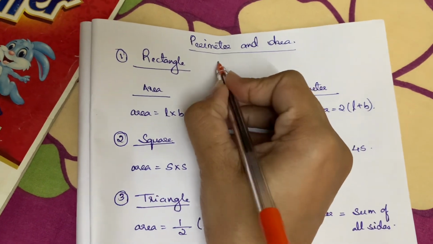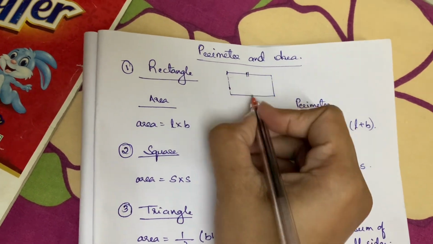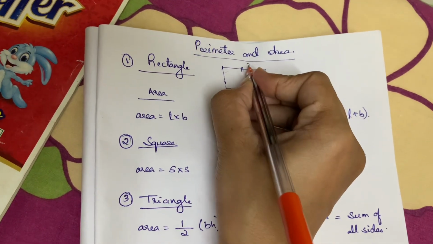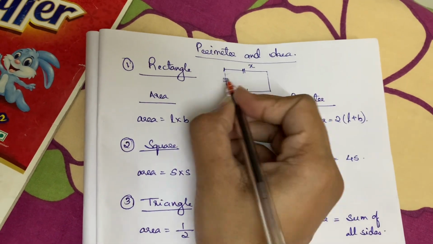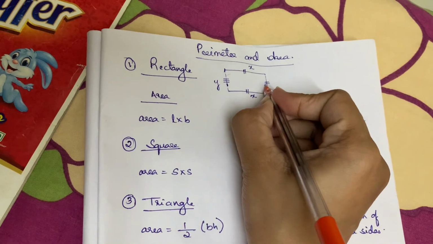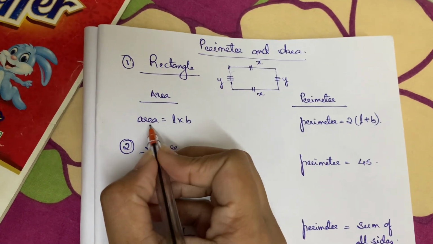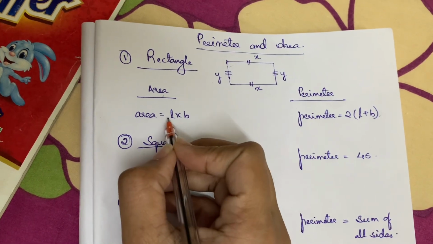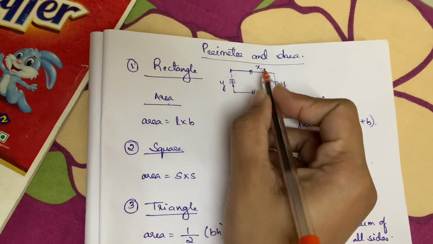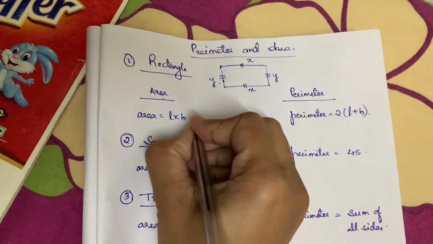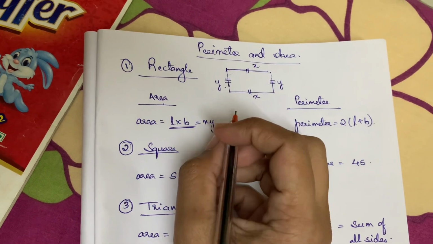Rectangular shape, you know what it is? We are very well aware of it. What is a rectangle? It has two opposite sides equal. If this is x centimeters, this will also be x centimeters, and this is y centimeters, then this will be y centimeters. Opposite sides are equal. Then what is the formula for the area of the rectangle? The area of the rectangle is length times the width. So it is x times y, or L times b is the formula you're going to use.